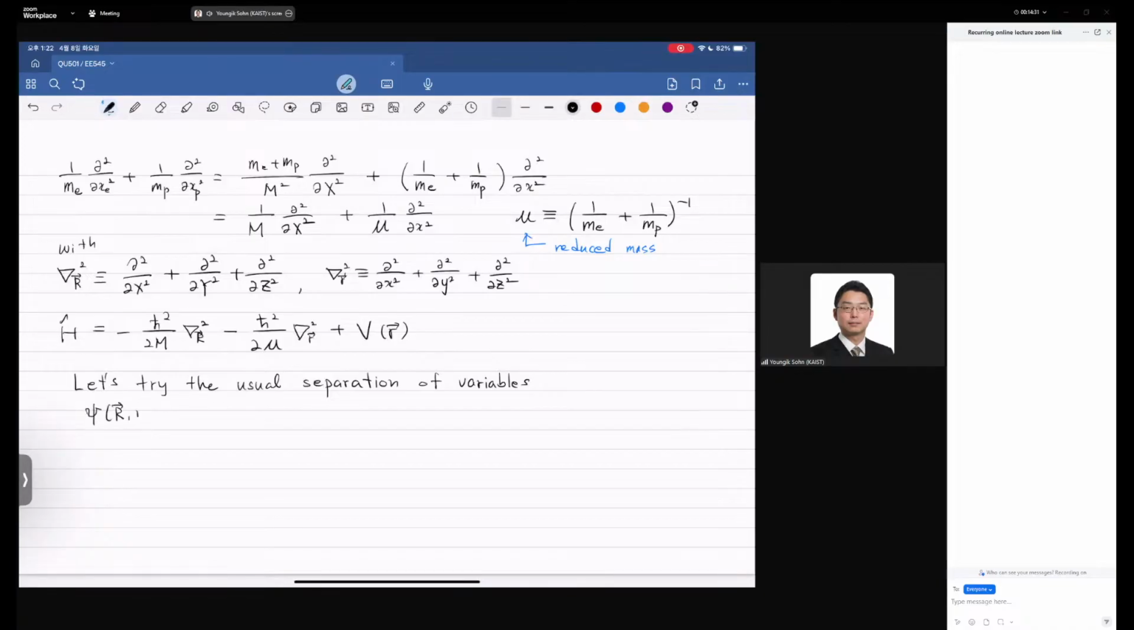So two variables, this one. We are assuming that it is a product of a capital R-only function and a small r-only function, and then we'll try to solve the Schrödinger equation. If you put this into the Schrödinger equation, you'll get this.